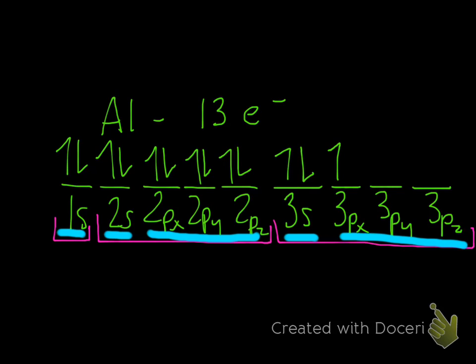A few words about conventions, as I said. Even though we don't have anything in the 3py and the 3pz, we draw all the orbitals that exist in a subshell that we're drawing. If we have any electrons in that subshell, we draw all the orbitals for the subshell.